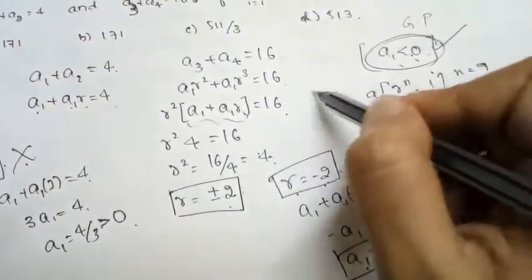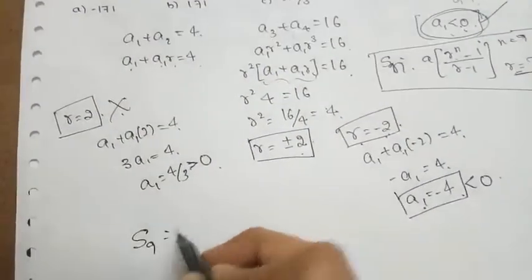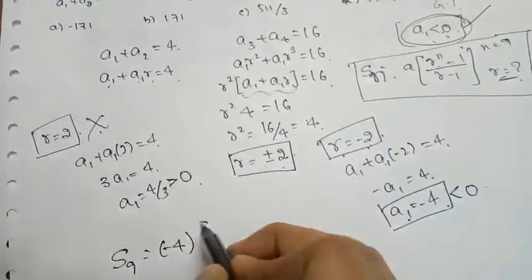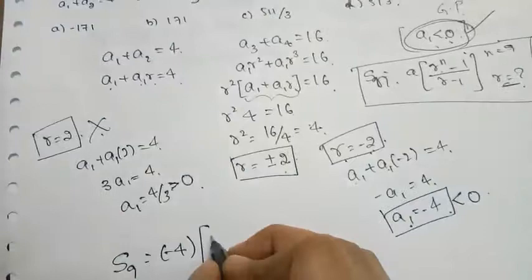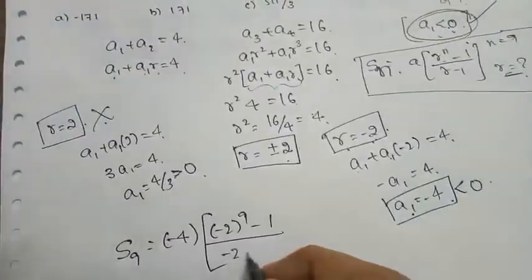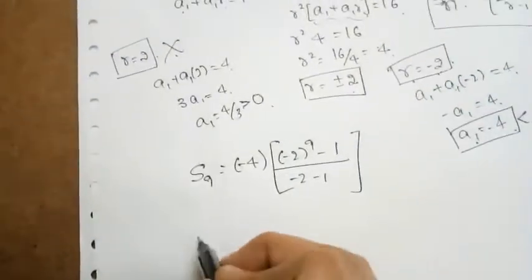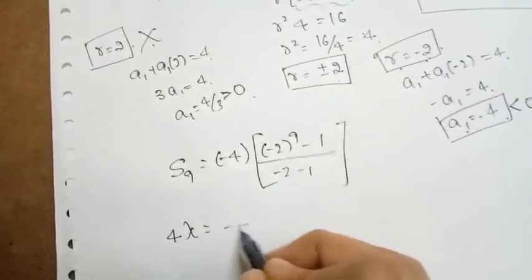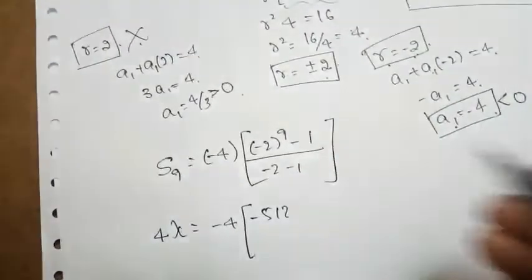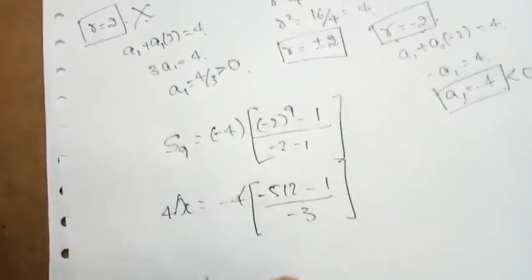Substitute that in the sum of the series formula. S9 is equal to, a1 is minus 4, and r is minus 2, so minus 4 into (minus 2 to the power 9 minus 1) divided by (minus 2 minus 1). They have given Sn as equal to 4 lambda. Now 2 to the power 9 is 512, and since the power is odd, we have minus. So minus 512 minus 1 over minus 3, and the 4s get cancelled.